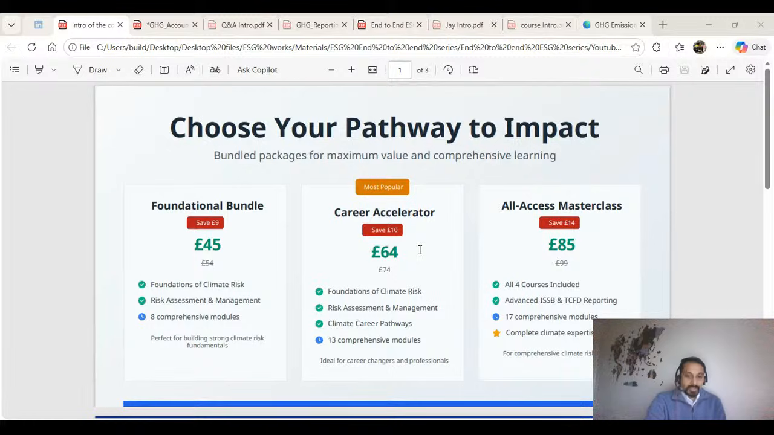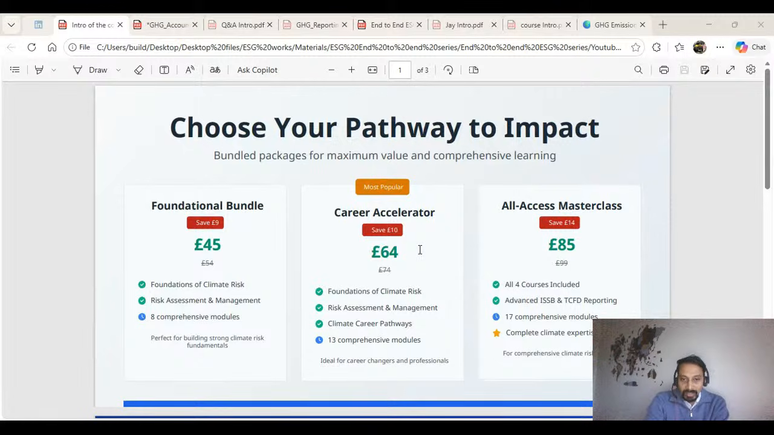First is the Foundational Climate Risk Bundle. This is perfect if you are just getting started, and it covers the fundamentals of climate risk assessment and management with 8 comprehensive modules, designed to help you build a strong climate risk foundation. Nowadays climate risk analysts are a top priority across various countries, in the UK, US, and EU, as well as other countries. So it is a good package if you are into climate risk analysis.